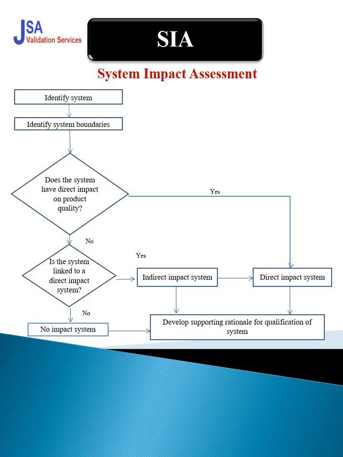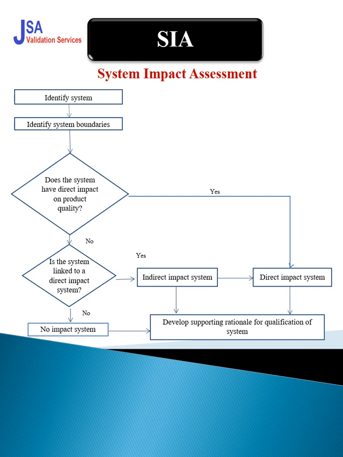Okay, where we are going to use this system, whether it is with direct product contact or non-direct product contact, where we are going to install it, and what is the purpose. This is the system boundaries. Now, does the system have a direct impact on the product quality? If yes, then it is a direct impact system. If no, then move to the next question. Is the system linked to a direct impact system?